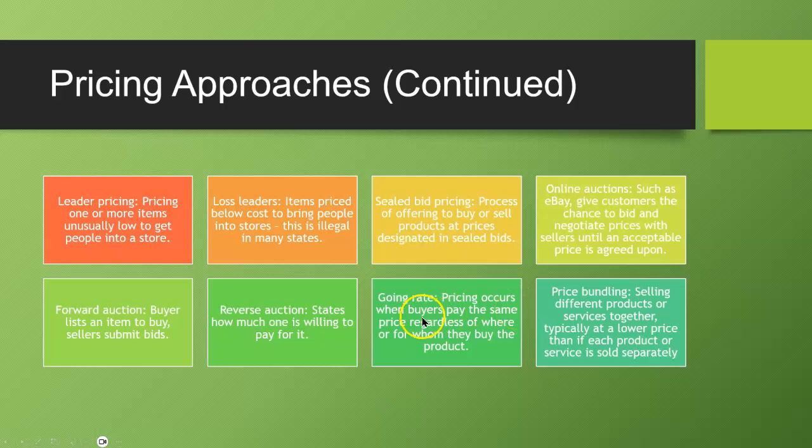Going rate pricing occurs when buyers pay the same price regardless of where or from whom they buy the product. Price bundling: selling different products or services together, typically at a lower price than if each product or service is sold separately. So let's say you go get an oil change and they offer you a car wash at the same location, a free car wash.